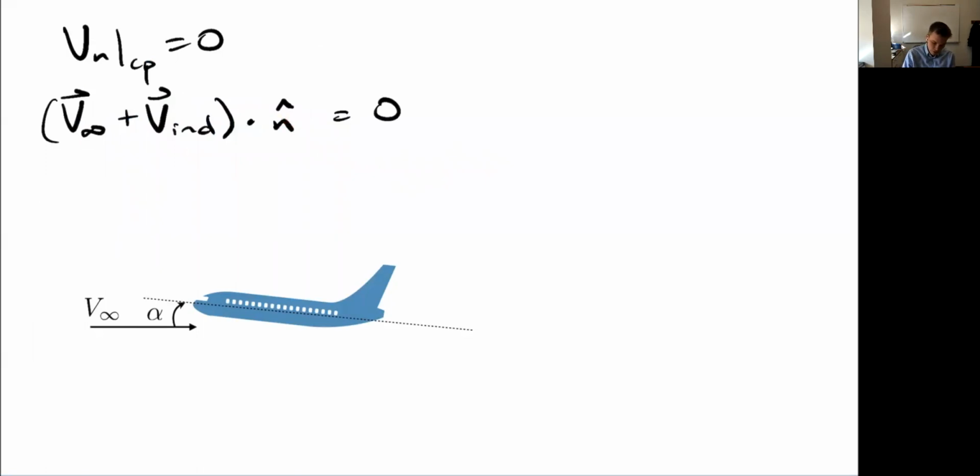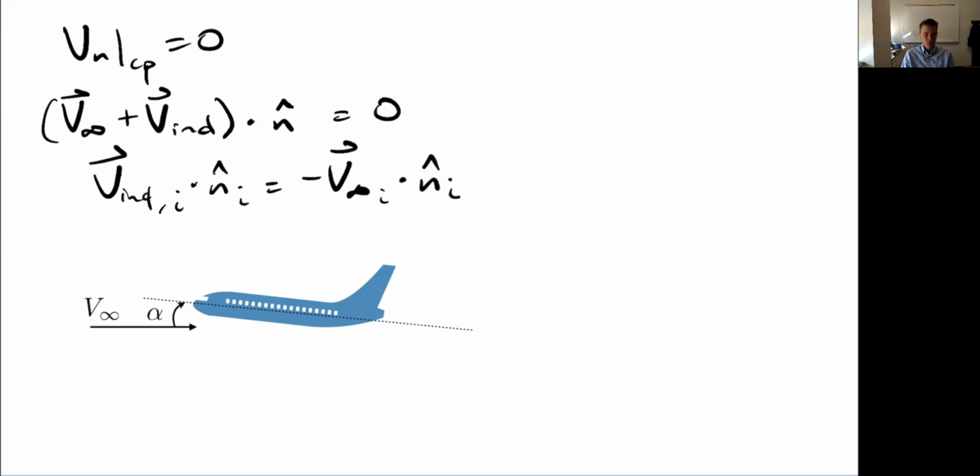I could also write it this way. I'm just going to move this V infinity term to the other side just for convenience. So I need my induced velocity at, say, my ith panel dotted into the normal vector at my ith panel equal to minus V infinity at my ith panel, which typically is the same at every panel, but doesn't have to be, dotted into my normal at my ith panel. Well, here's V infinity.